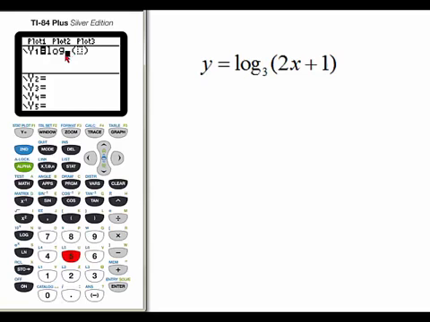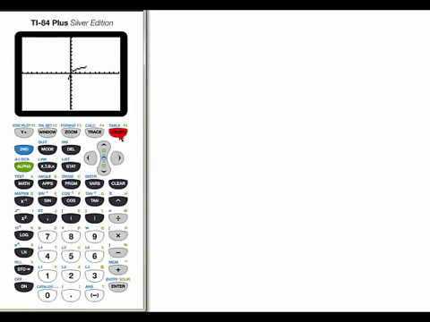And it's very simple to input the function now. So the base in this particular example is 3. Select 3, and then move inside the parentheses, and now enter in the expression, which is 2x plus 1. Then you want to move to the right to get out of the parentheses. So select the arrow key, and now you can see the function is inputted correctly. And then just simply select graph. And there's the function.